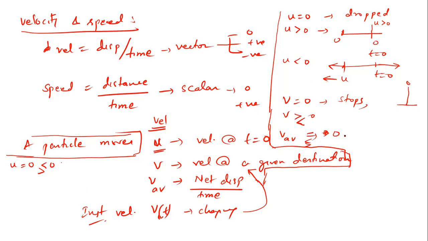Now, when is it equal to 0? When it has come back to its starting position, which means the net displacement is equal to 0. In that case, you can say the average velocity is equal to 0. Net displacement equal to 0. At no other point can you say average velocity is 0.